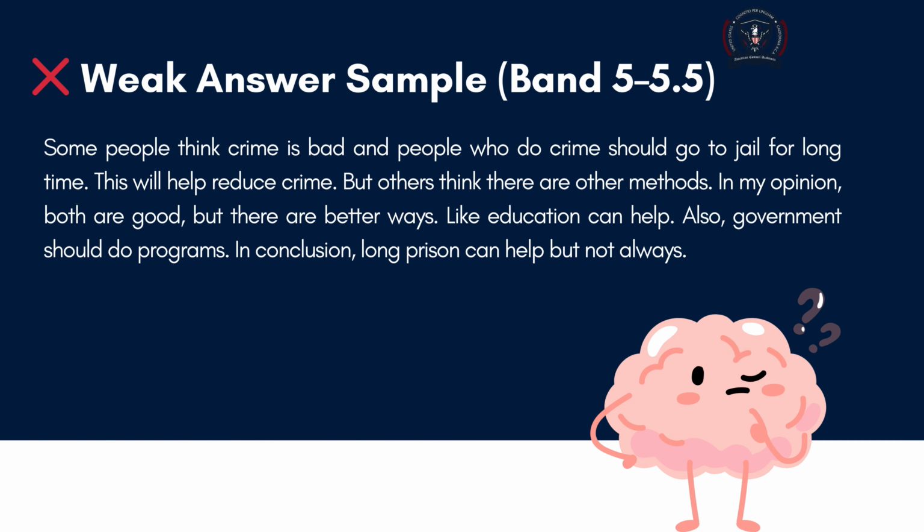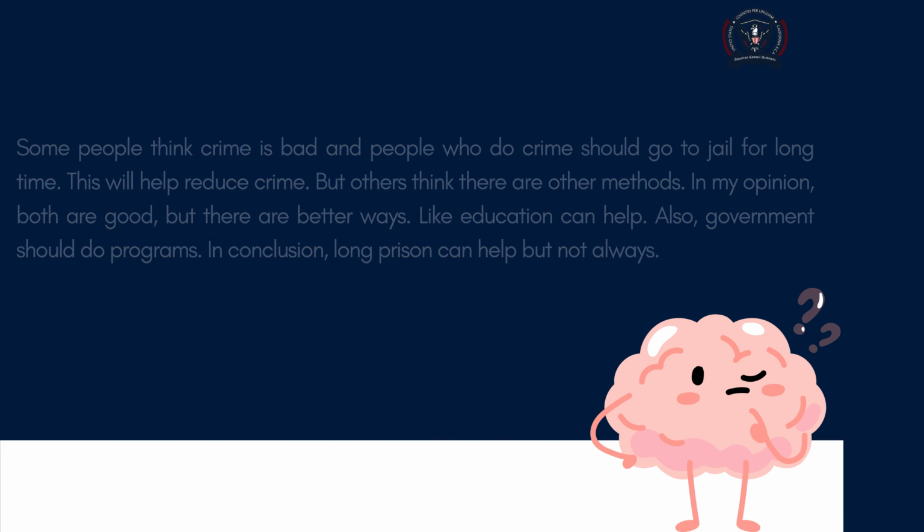Weak answer sample, band 5 to 5.5. Some people think crime is bad and people who do crime should go to jail for a long time. This will help reduce crime. But others think there are other methods. In my opinion, both are good, but there are better ways. Like education can help. Also, government should do programs. In conclusion, long prison can help but not always.